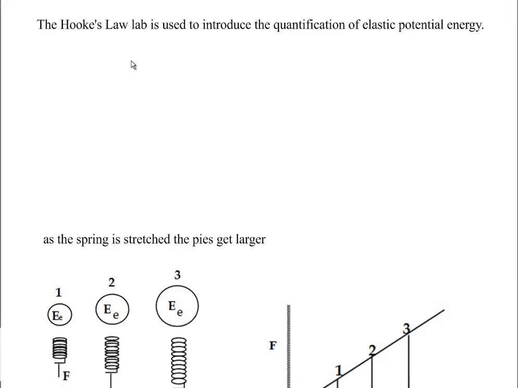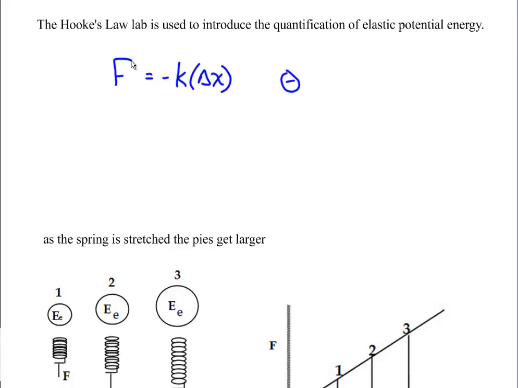We use Hooke's law to introduce quantification of elastic potential energy. What does that mean? Well, we can determine how much elastic potential energy is stored or released by looking at the amount of stretch or compression of an object, or by looking more specifically at the change in the object's length. The equation that we're going to use from our graph is the force involved in stretching or compressing, in this case stretching our spring, is equal to negative K times delta X.